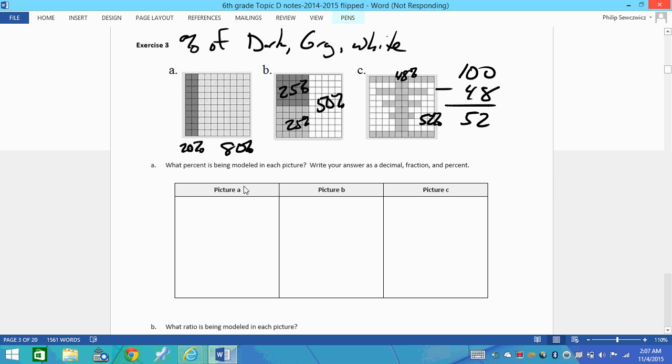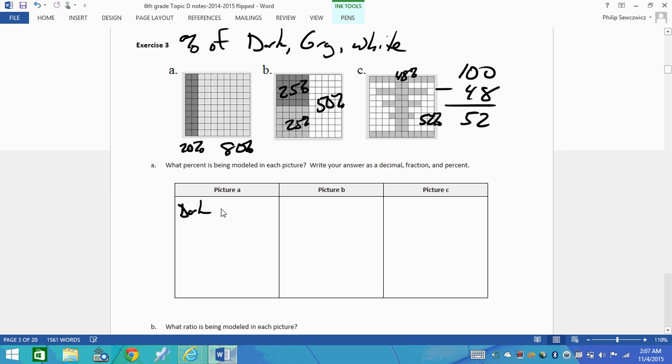So let's come on down here. What percent is being modeled from each picture? Oh my goodness. We've done that already there. So what percentage did we get? So for the dark, we had 20%. We also want it as a decimal and then a fraction. So what we're going to find here is it's easier to change it to a fraction first. Percent is always out of, yeah, 100. So it is 20 out of 100, 20 hundredths. And if we write that as a decimal, 20 and then hundredths. So there's your decimal there.